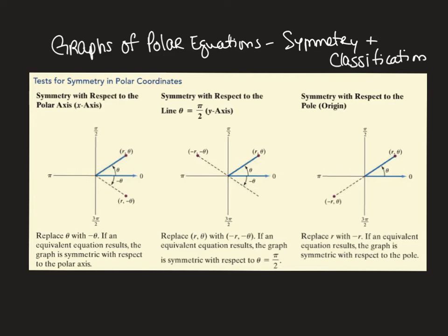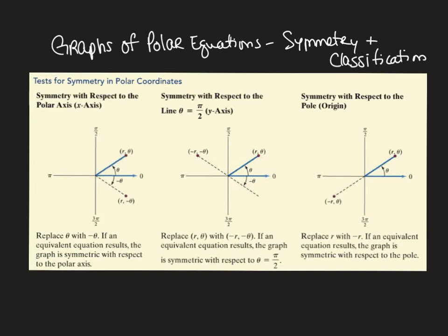Okie dokie, we are on day 2 of graphs of polar equations. We're checking for symmetry and we're classifying them as well. So here's the thing about the symmetry. We did tests for symmetry. We did algebraic tests of symmetry back in 1650 when we were working on functions and things like that. So there's an algebraic way to do this in polar equations as well.